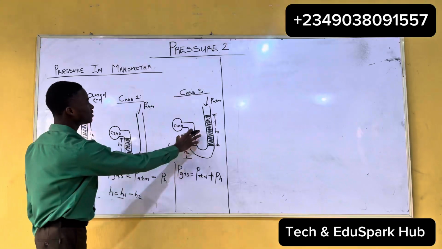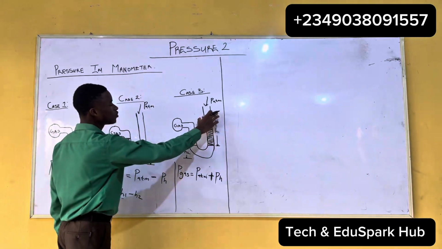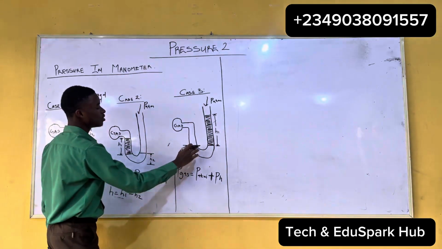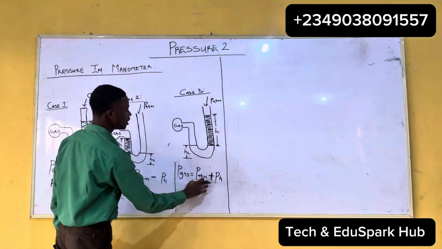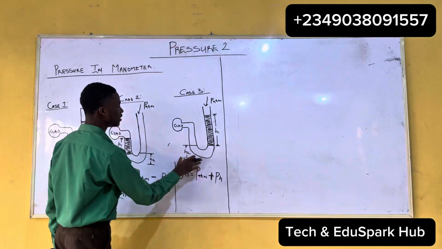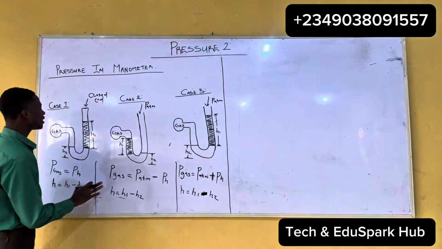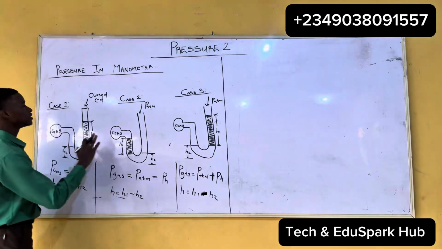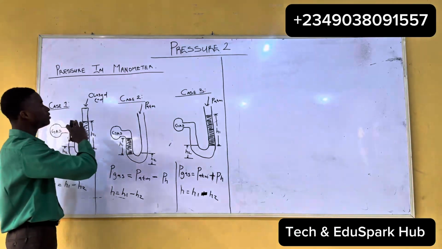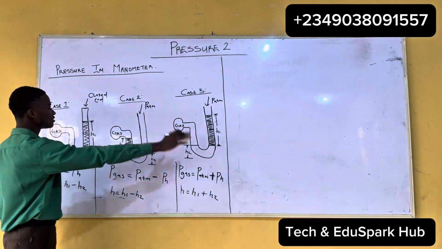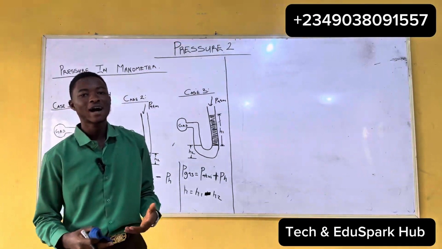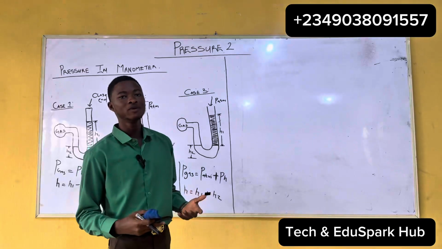And for the last case, which is the third case, you can see the liquid column is longer than the gas column. So the pressure of the gas will be equal to the pressure of the ATM plus the pressure of the height. And this is the formula that we will use for any question under manometer, because any question under manometer will not exceed any of these three cases. Now, let's look at practical examples under manometer.